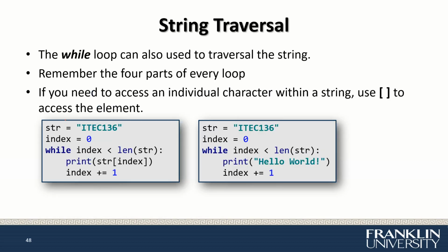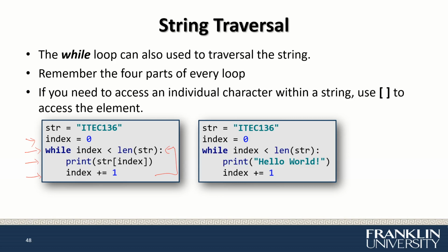Now, you can also use a while loop to traverse the string. Remember, if you're using a while loop, don't forget the 4 parts of every loop. I have initialization: I set the index to 0. Condition: check whether the index is less than the length of the string. If it is, I print string sub index and increment the index. After you increment the index, the loop goes back to the beginning and checks the condition again. Same with the while loop that prints hello world 7 times.